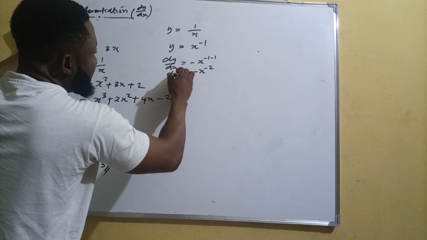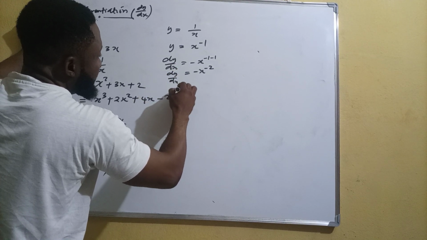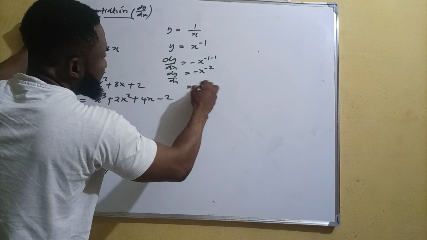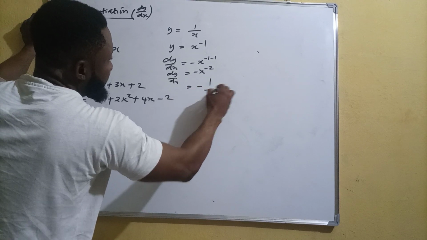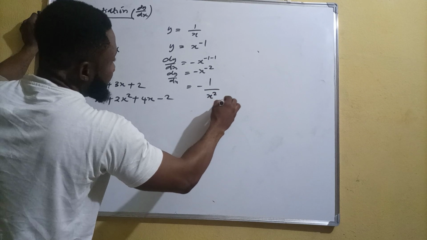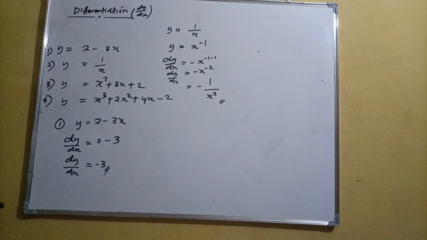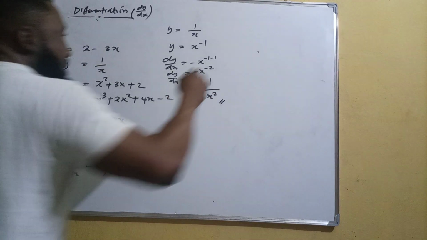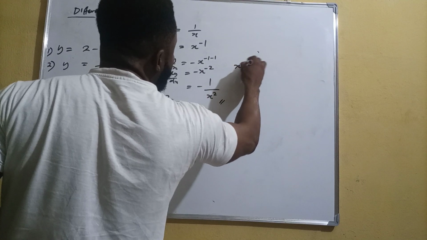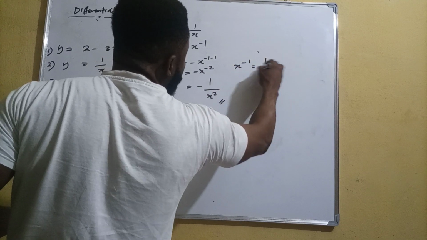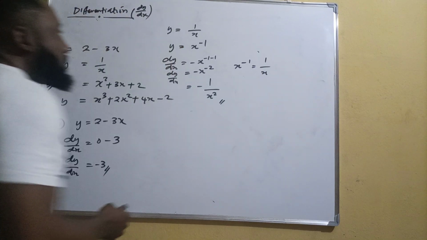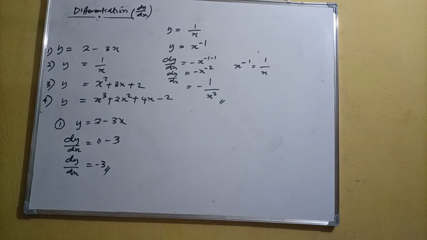So we now have this, and this can be written like this, minus 1 over x squared, when we follow our law of indices that states that x raised to power minus 1 is the same thing as 1 all over x. So that's for question number 2.